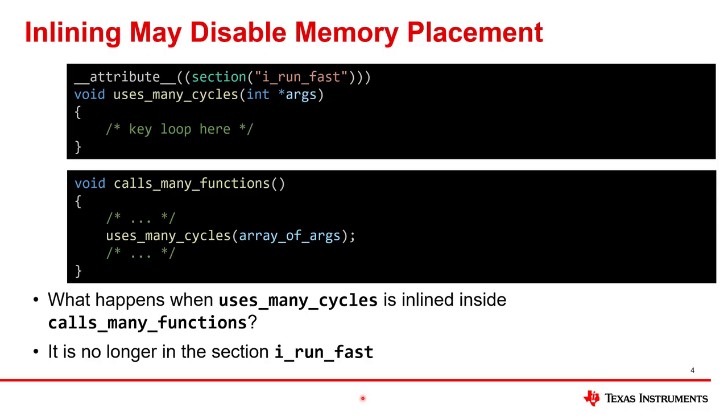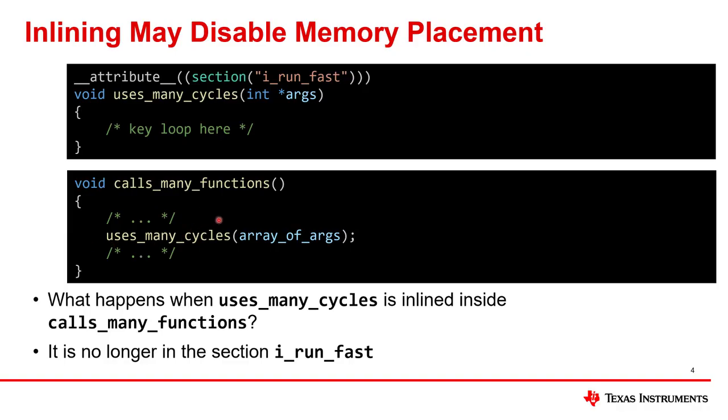Please consider this example about how inlining may disable memory placement. In the first file, there's a function named uses many cycles, and it uses this function attribute to put it into a section, I run fast. The reason that is done is when the linker command file is written, there'll be an entry that puts I run fast into faster memory than several other functions are in. And an example of those several other functions is one in a different file. And the name of the function is calls many functions, and among the functions it calls is uses many cycles.